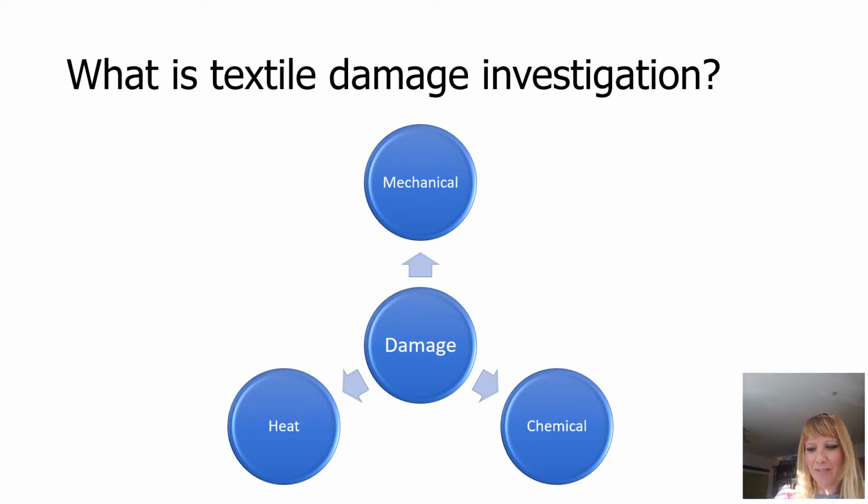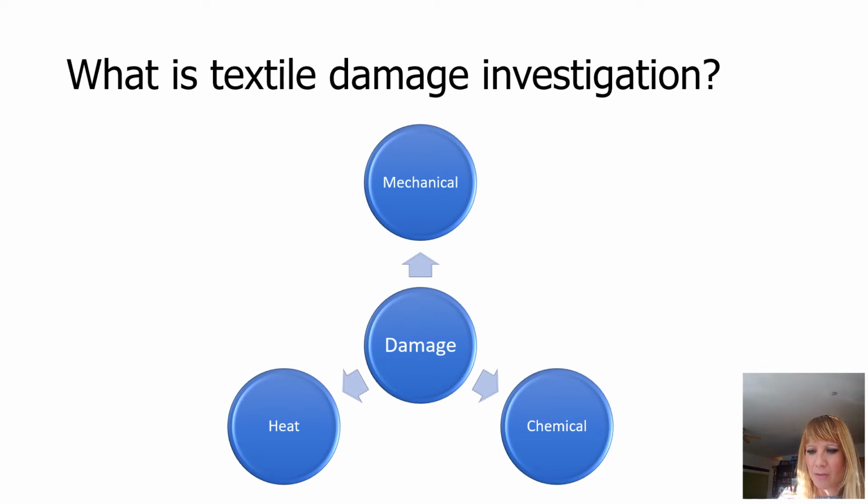So let's have a look at the different types of textile damage that we can investigate as forensic scientists. We generally think of textile damage as coming from one of three different categories. That can be either mechanical damage, chemical damage, or heat type damage. Now, starting with mechanical damage, we can see lots of different types. That can be everything from general wear and tear that has nothing to do with a crime scene scenario, or it might be actually due to what's happened within a case.